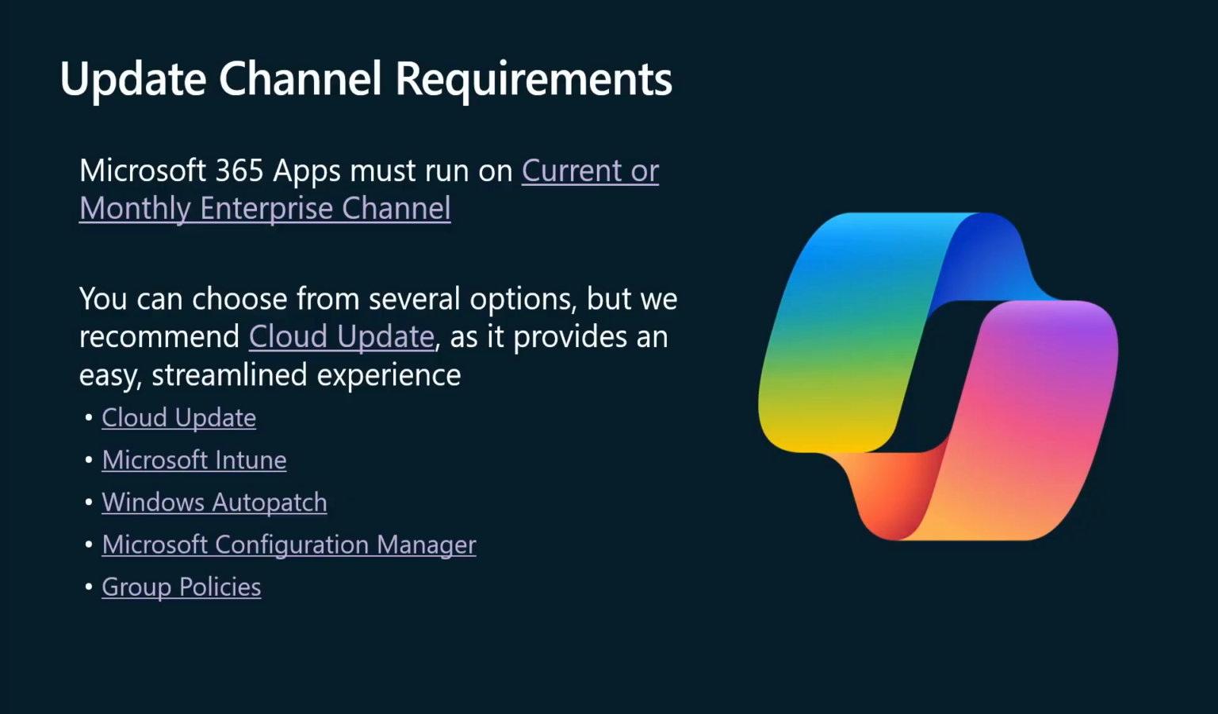You need the apps for that. But those apps also have to be on a specific update channel. Okay, if you're not on the right update channel, you're not getting Copilot updates, and again, things won't work for you. So it's important that you're on the right update channel. There's a lot of different ways an admin can configure the users to use the right update channel. We recommend Cloud Update because that's the easiest way to do that.